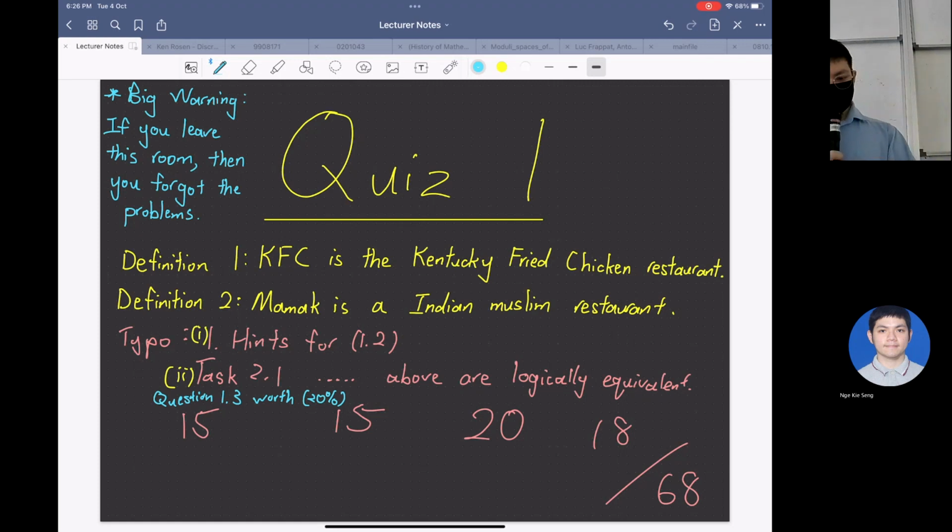Actually, I wanted to discuss this quiz, but I can't do it now because there are some students who got COVID and cannot come to class, and also visa problems. So once you leave this room, please forget this question. Don't tell anyone until I give the question back.